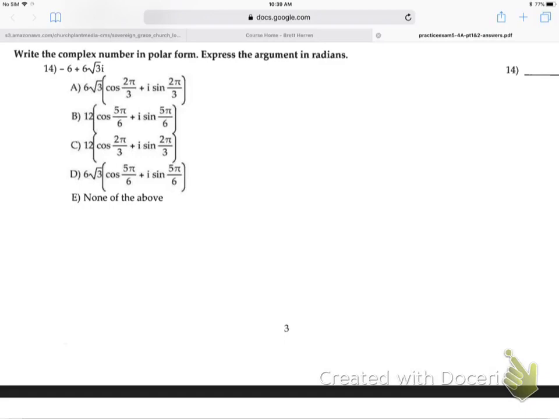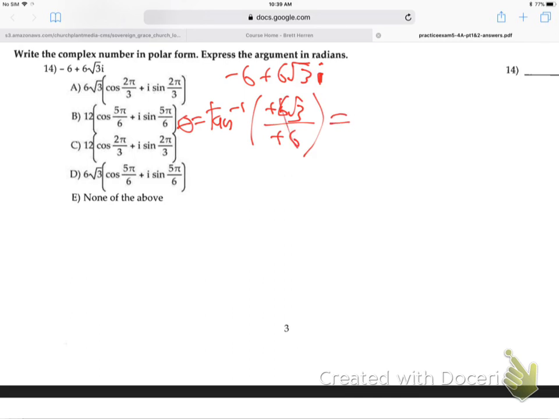Number. So here we go. So let's do it. So minus 6 plus 6 root 3i. So got it. Basically, it's just changed to polar. So you know the deal. Theta is inverse tangent of the positive 6 root 3 over positive 6, right? B over A. The 6's cancel. Inverse tangent root 3.